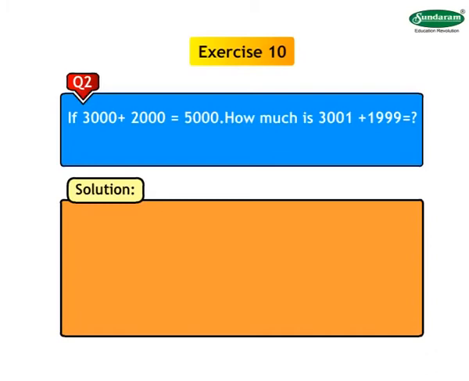Solution. As we can see that 3001 is a 4-digit number, write U for units place, T for tens place, H for hundreds place, and TH for thousands place. Starting with units place, write the digit 1 under units place, 0 under tens place, 0 under hundreds place, and 3 under thousands place. Write plus sign on the left below the number 3001. Write 1999 below 3001.